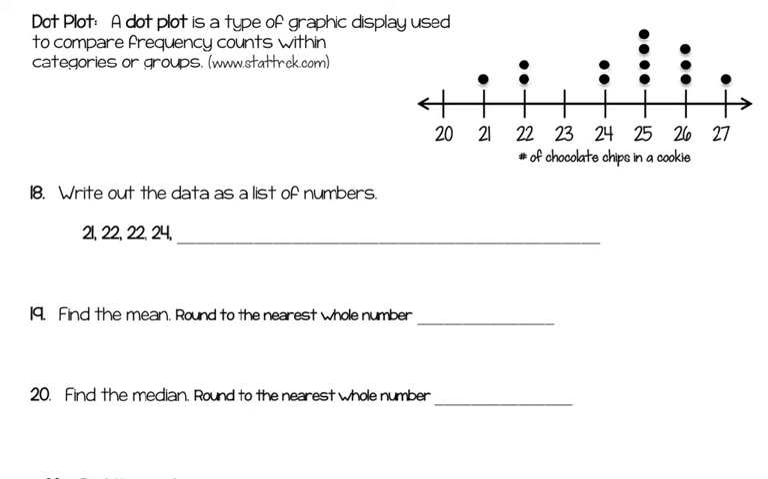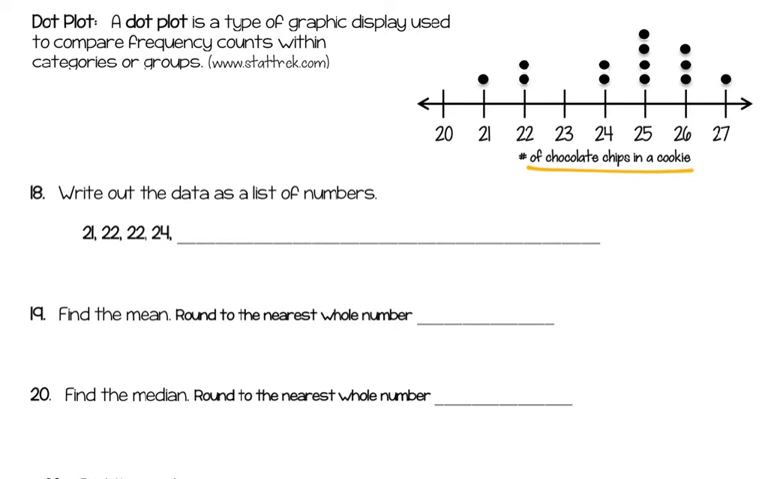Okay, the next thing we're going to talk about is called a dot plot. A dot plot is where we put dots to represent each piece of data. So if I look at this and it says number of chocolate chips in a cookie, it's like I took a survey of chocolate chip cookies and asked how many chocolate chips each has. For each dot, that represents a cookie that was surveyed.